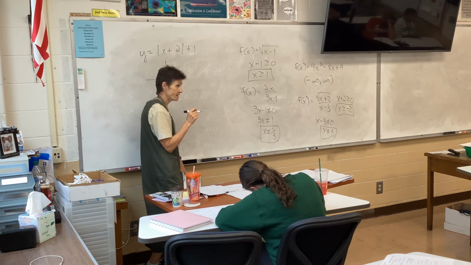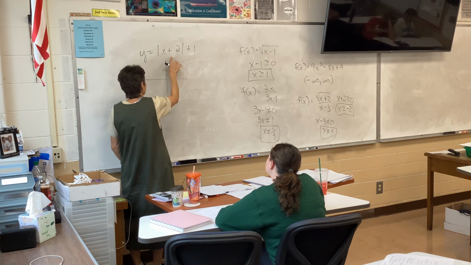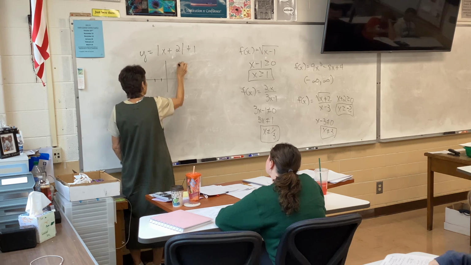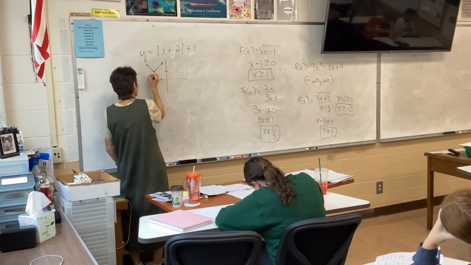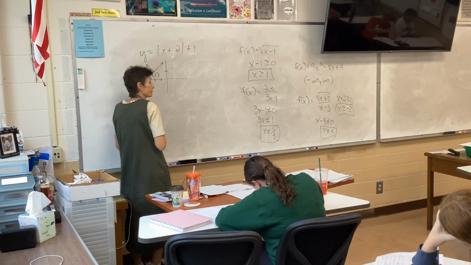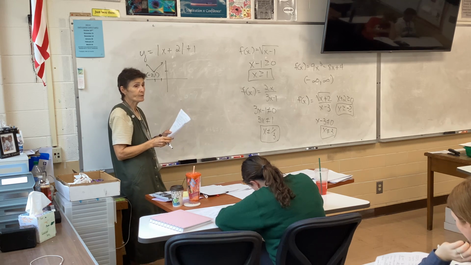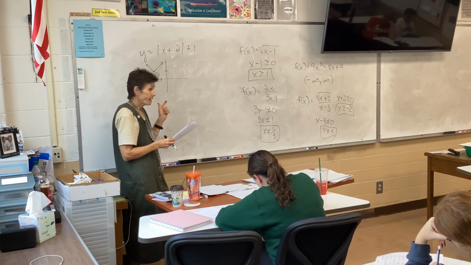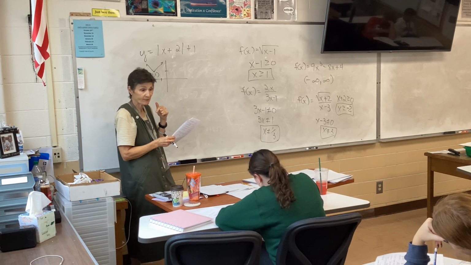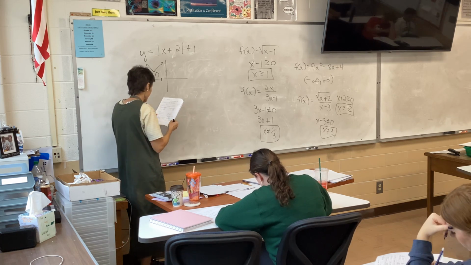This V has been moved. How has it been moved? Left 2, up 1. Very good. Make sure you label that point. Left 2, up 1. On your test, you get half credit for having the right shape, and then the other half credit for having it in the right spot. Okay.